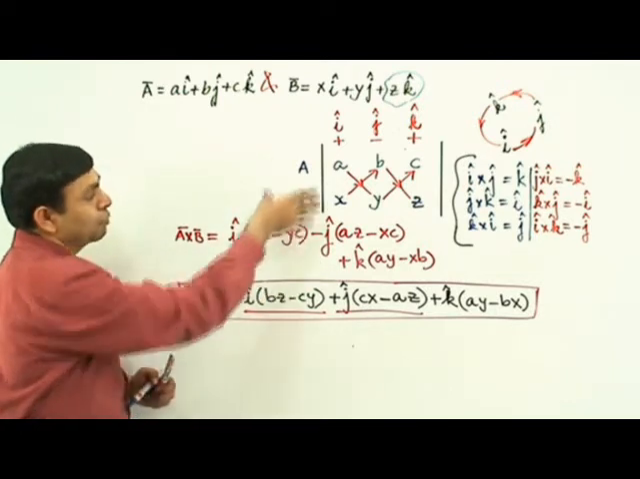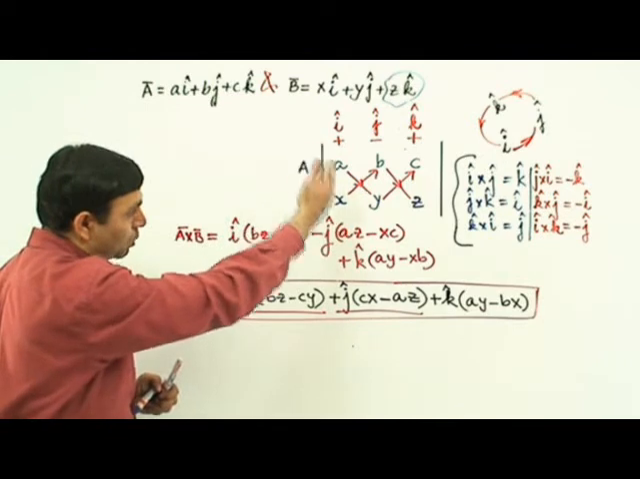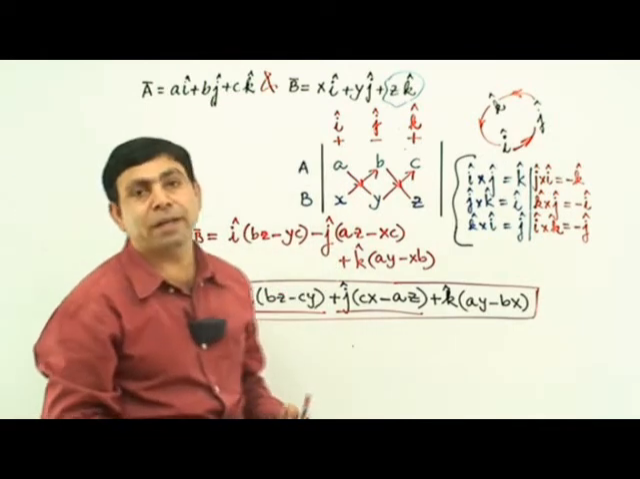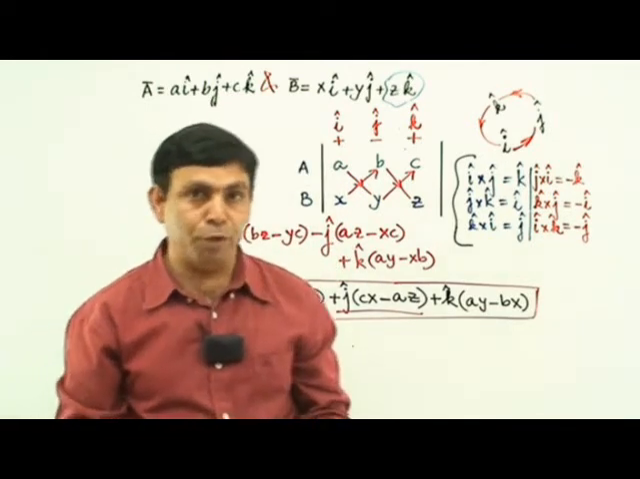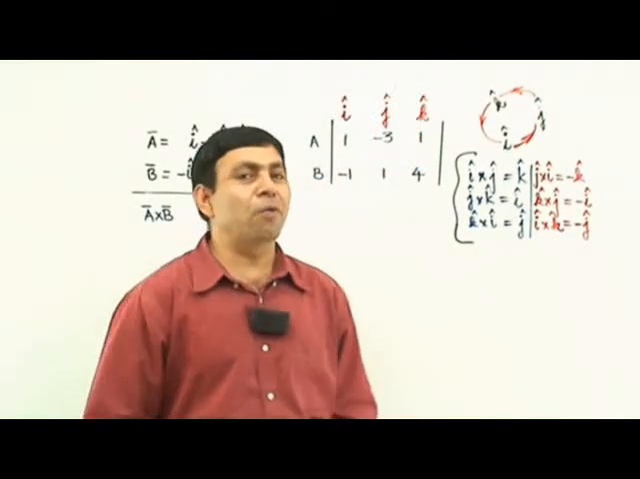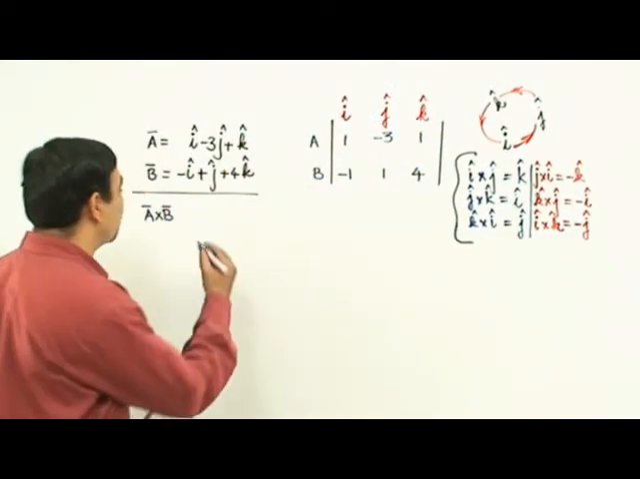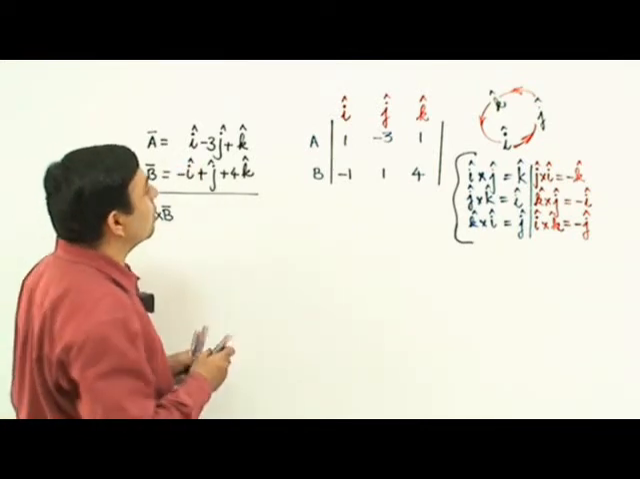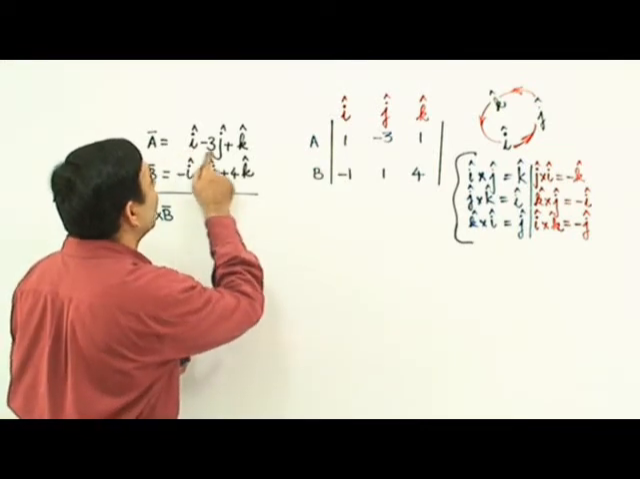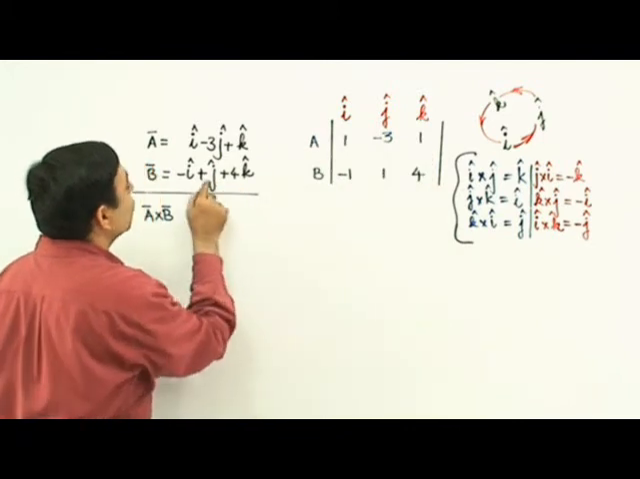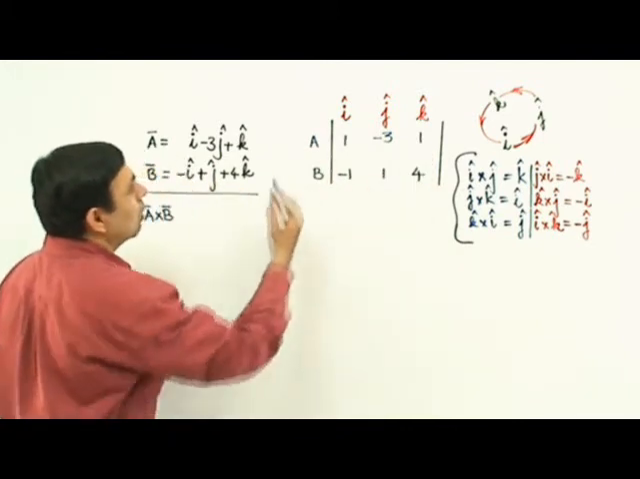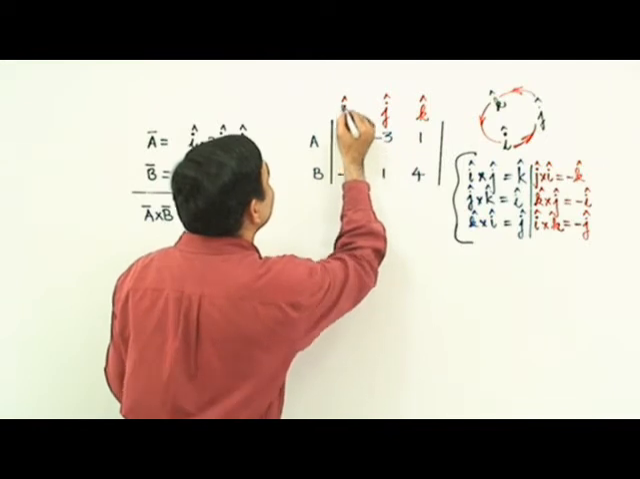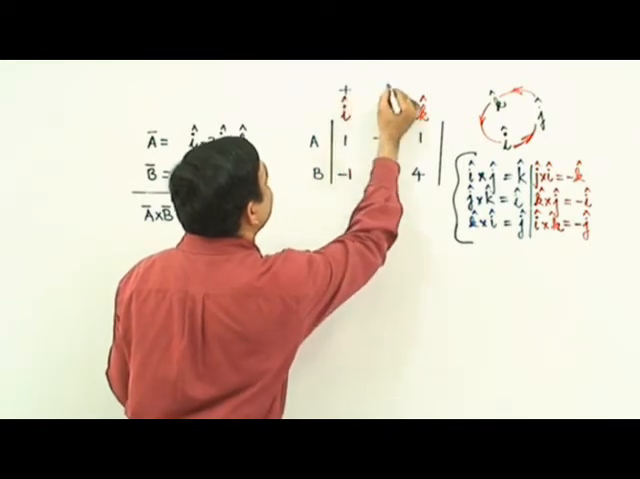In fact, this way you will be able to get it much quicker. Let us take one numerical example so that things become easier for you. Let us consider one numerical example of how to get A cross B. Here you have been given vectors A and B. The components I have already written: 1, minus 3, 1, minus 1, 1, 4, and 4. I, J, K, and you already know you need to remember here plus, minus, plus.